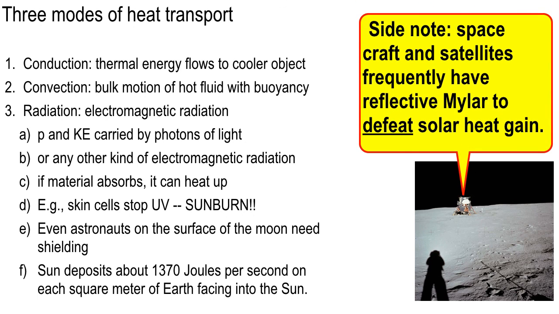Side note, spacecraft and satellites, they want to defeat the solar heat, so you don't want your spacecraft to get cooked, and it will get cooked. So what they do is they clad the sides of a spacecraft with reflective mylar. That's very common. Or sometimes they just paint it white.